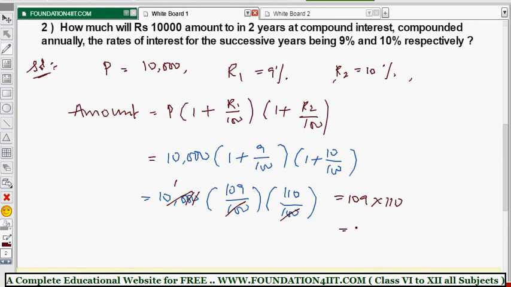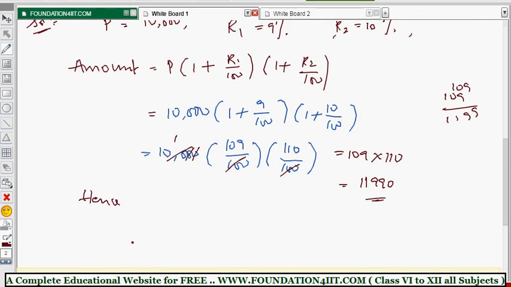So if you multiply 109 into 111, 9911, again 0. So 11,990. Right? So hence the amount after 2 years, because 2 successive years we have taken. So after 2 years the amount will be rupees 11,990. Yes, so this way I can solve.